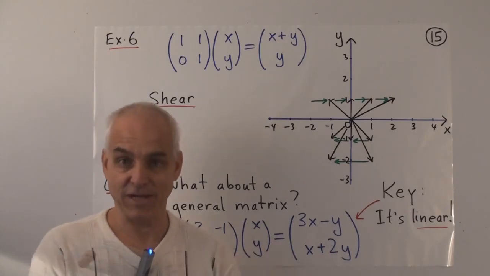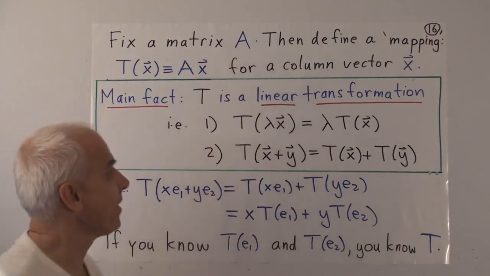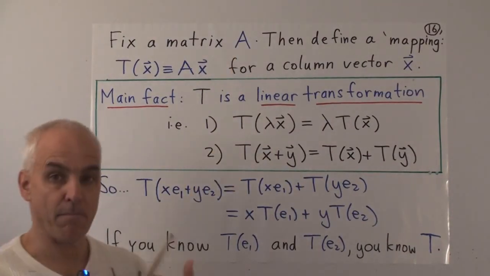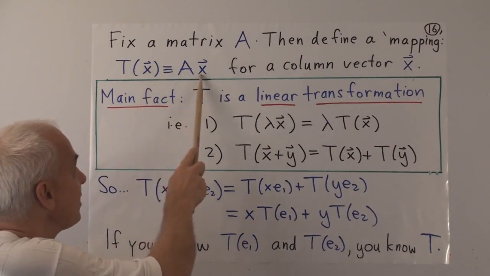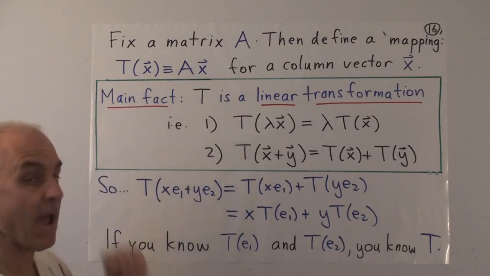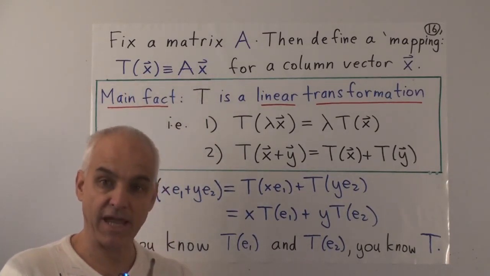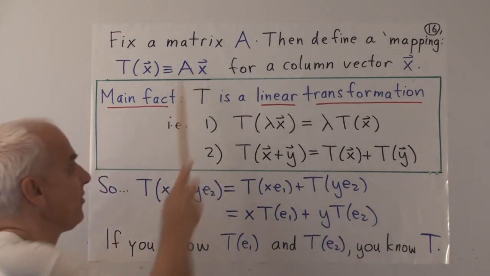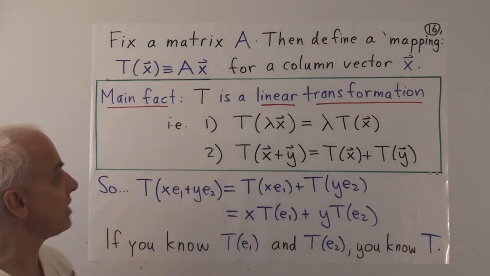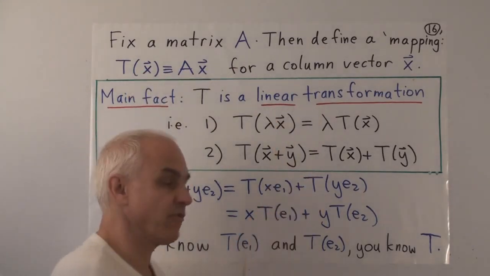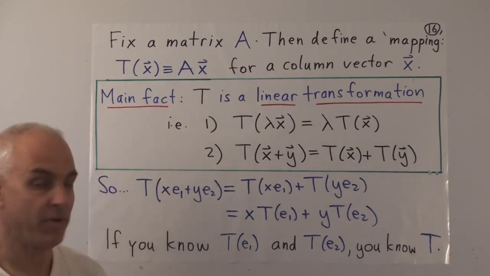What is a linear transformation? So suppose we fix a matrix A, and we define the corresponding mapping or function that takes a vector x to A times x. And we call that mapping T. So we think of T as a function or map that inputs x and outputs A times x. Then the main fact about this kind of transformation is that it's a linear transformation. And that means that it has these two properties.